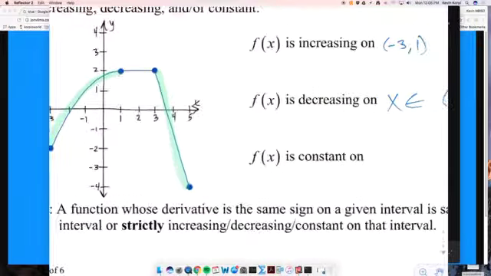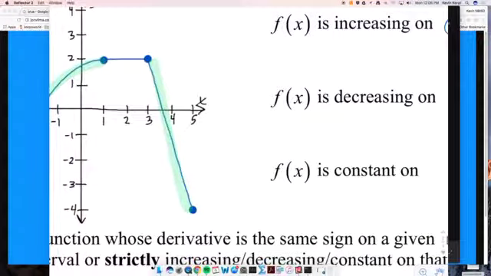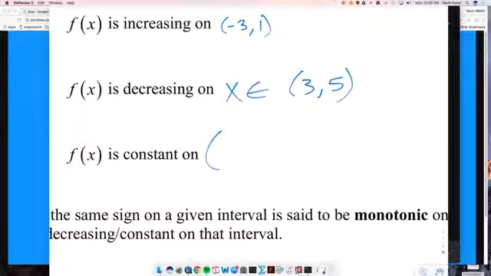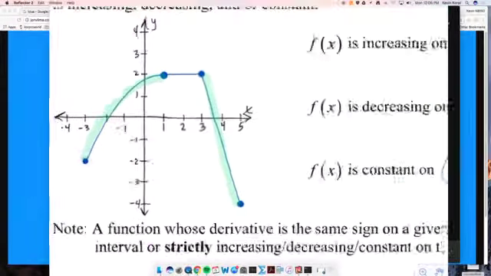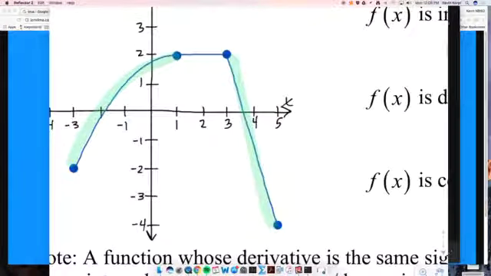And the function is constant on the interval from 1 to 3. Yeah, on the interval from 1 to 3. Piece of cake. Easy, right? So that was a function that did a little bit of everything. Rather interesting. What type of equation would give us the graph of this function?